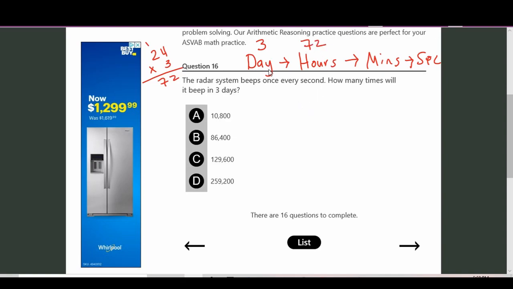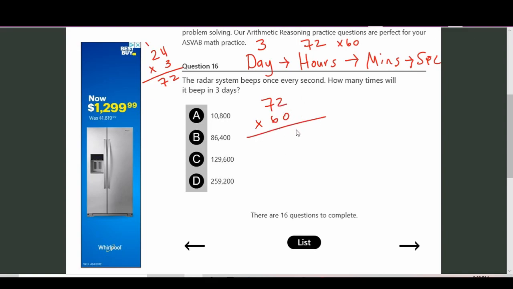Okay? So we made our first conversion, days to hours. Now we got to go from hours to minutes. Well, we all know there are 60 minutes in an hour. So to figure out how many minutes there are in 72 hours, I got to take 72 and multiply that by 60.